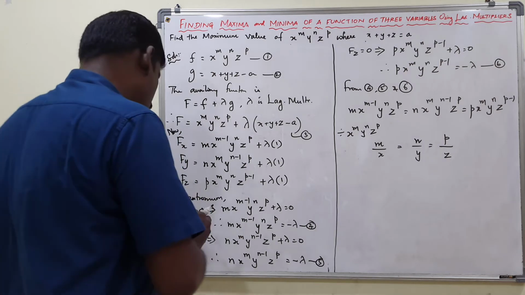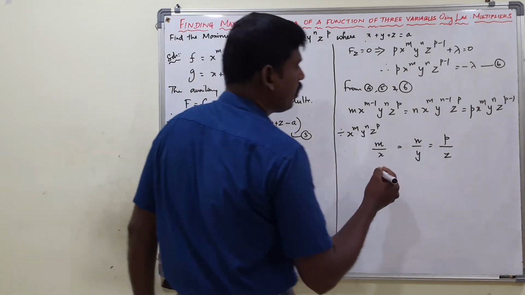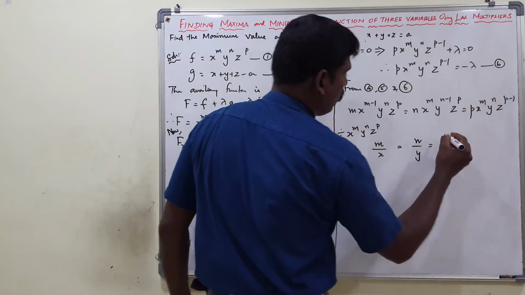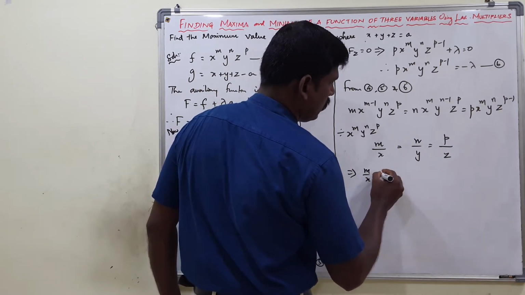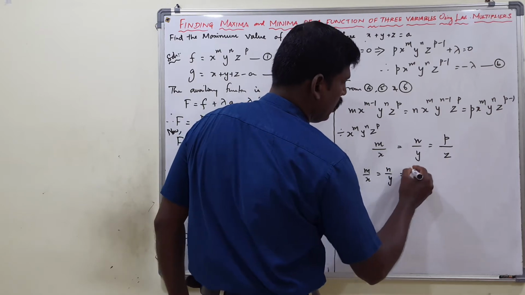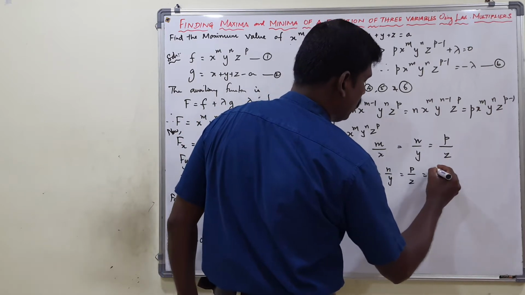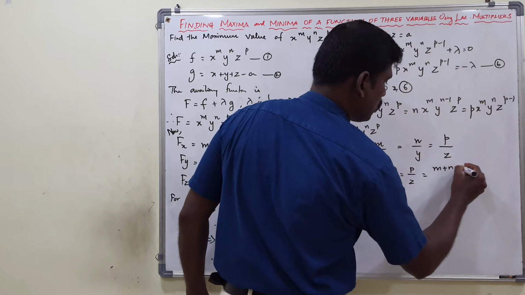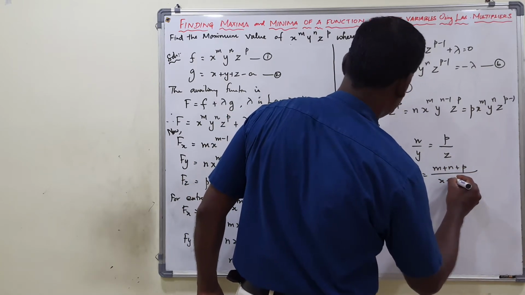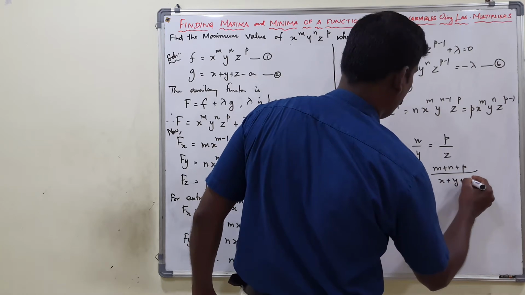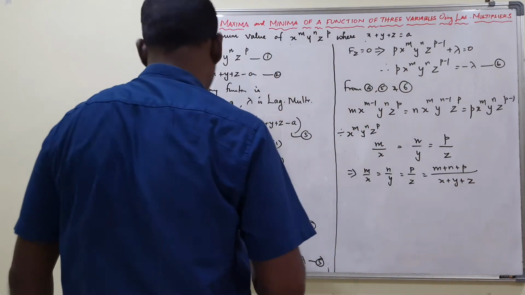So right now, by taking the common ratio, we have to equate. Therefore, this implies m by x equal to n by y equal to p by z. This can be written as m plus n plus p by x plus y plus z.